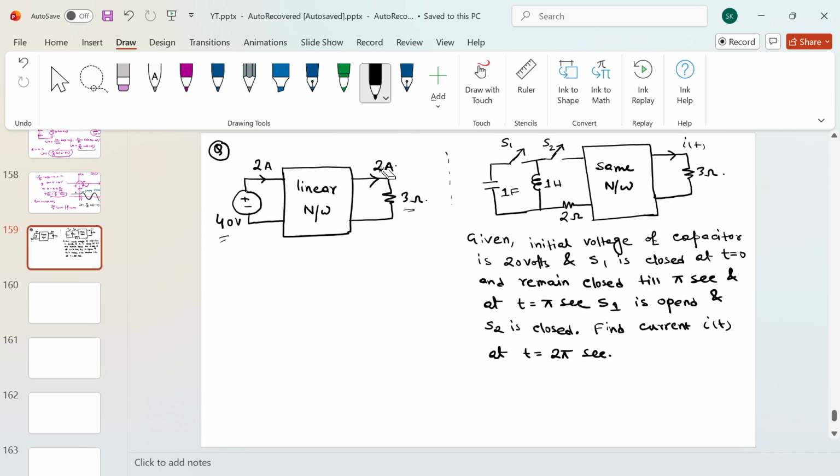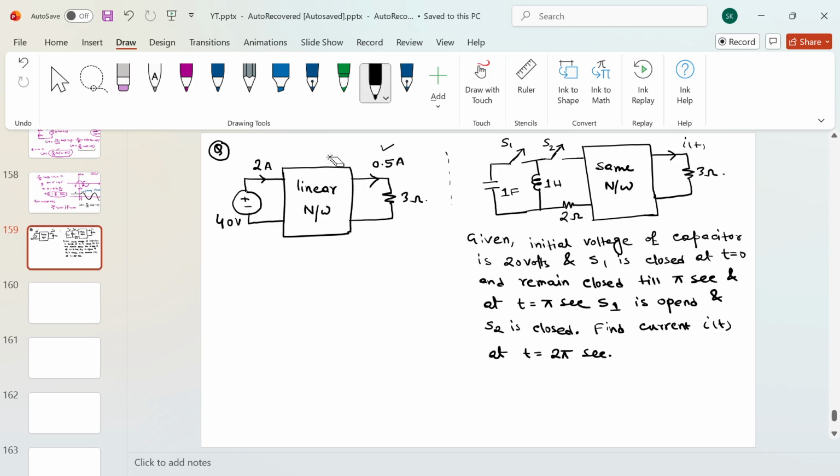Actually there is an issue here. You should take it as maybe 0.5 ampere, because if 2 ampere is coming from here and 2 ampere is going into the 3 ohm, that means it is a series connection. It will show in the linear network inside this black box. So to have much more clarity, we can have this current as 2 ampere and this current as 0.5 ampere.